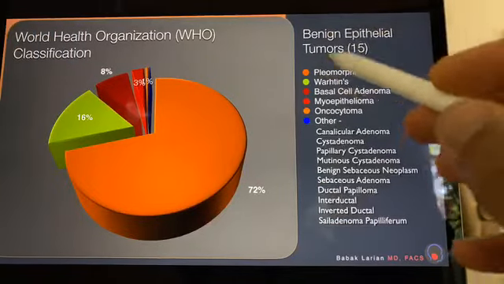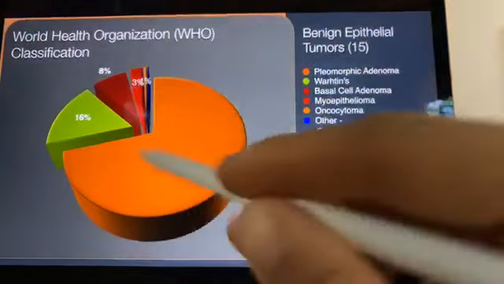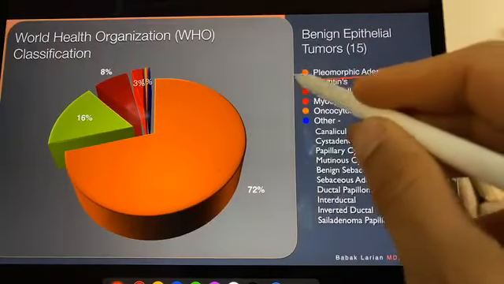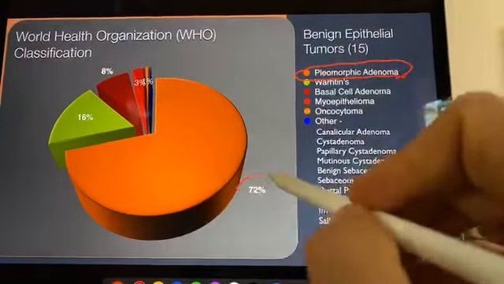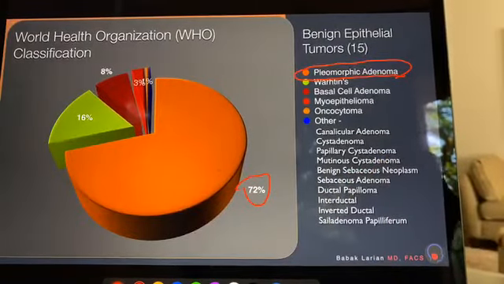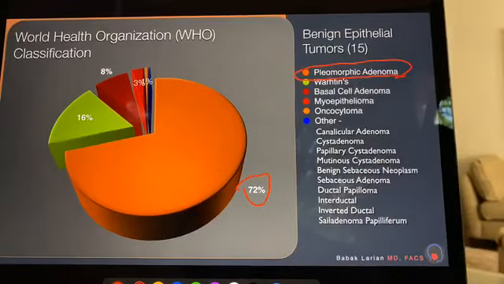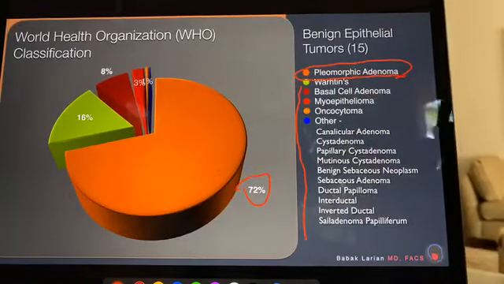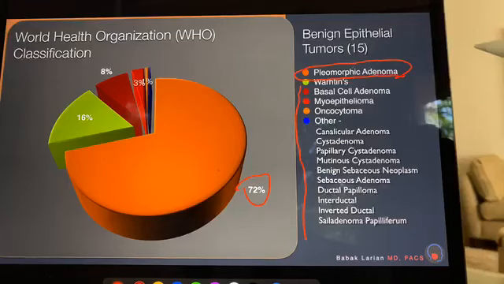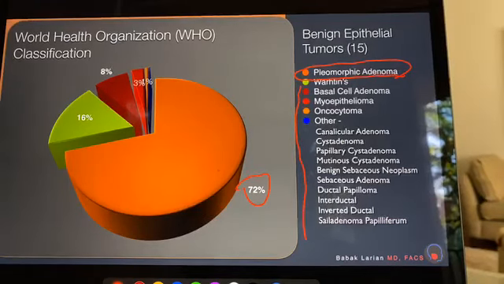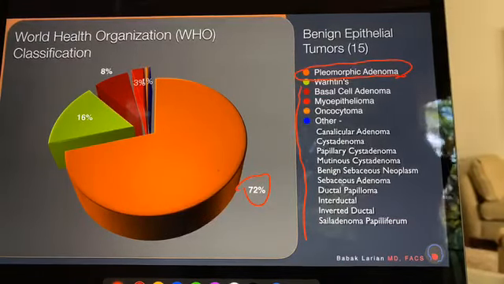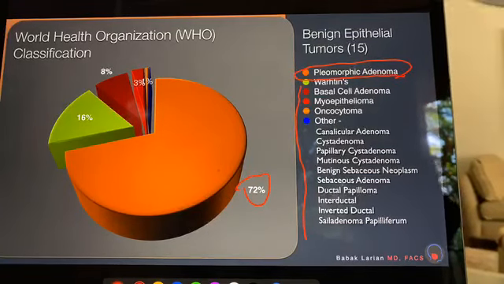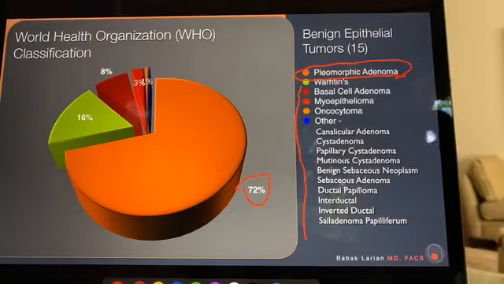Of the benign tumors, there are 15 recognized by the World Health Organization. One of them, which happens to be the most common, pleomorphic adenoma at 72%, is the one that has the potential of becoming cancerous. The remaining ones have either no potential at all or very little, less than 1%, whereas pleomorphic adenoma has a much higher potential of becoming cancerous and needs to be addressed.